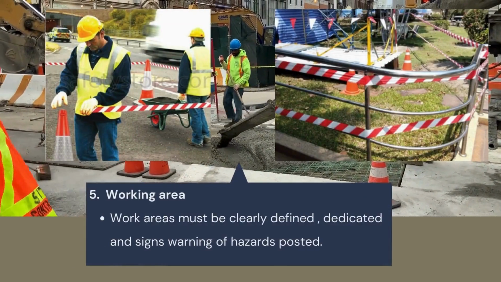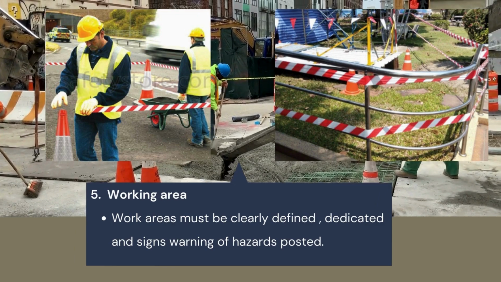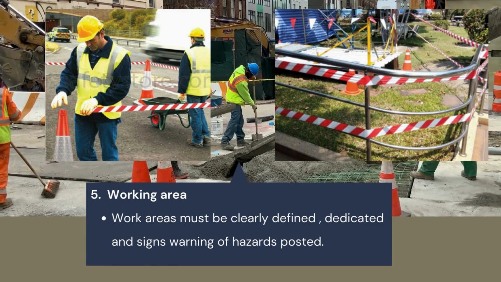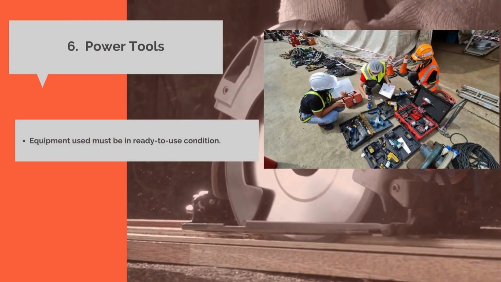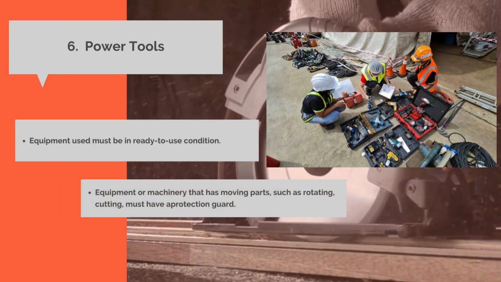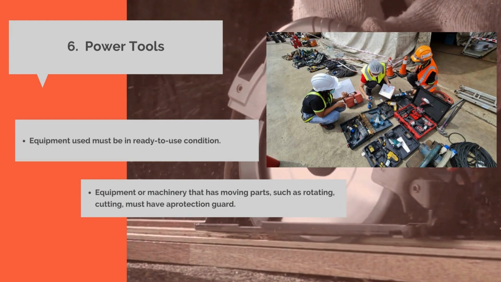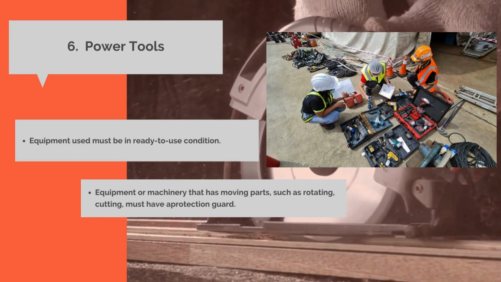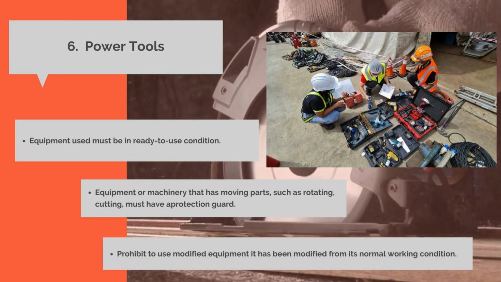5. Working area. Work areas must be clearly defined and dedicated, with signs warning of hazards posted. 6. Power tools. Equipment used must be in ready-to-use condition. Equipment or machinery that has moving parts, such as rotating or cutting parts, must have a protection guard. It is prohibited to use equipment that has been modified from its normal working condition.